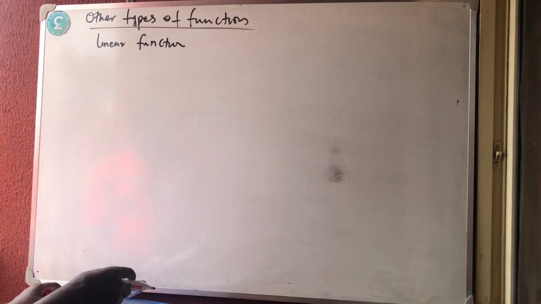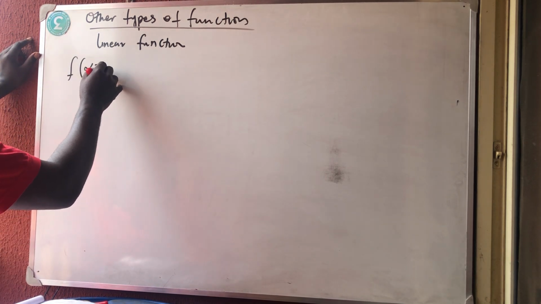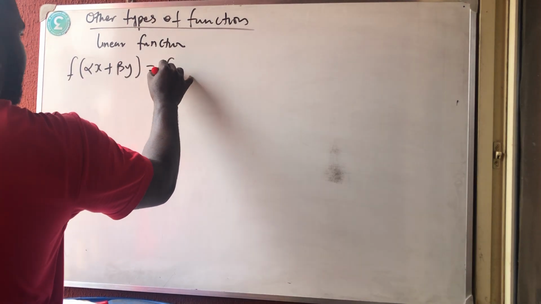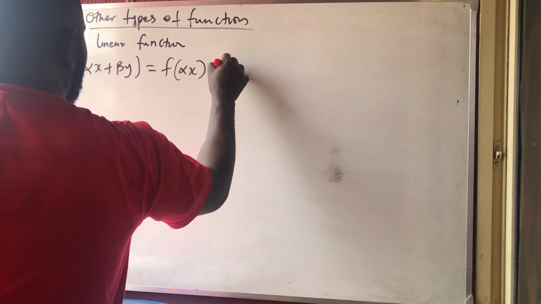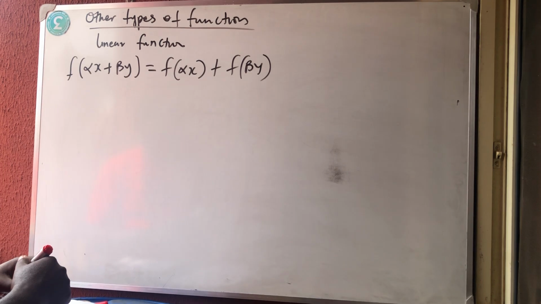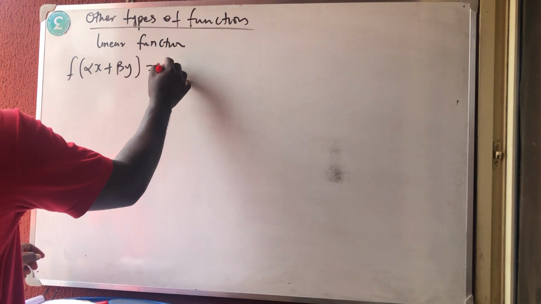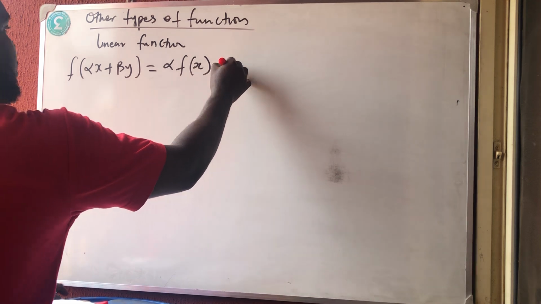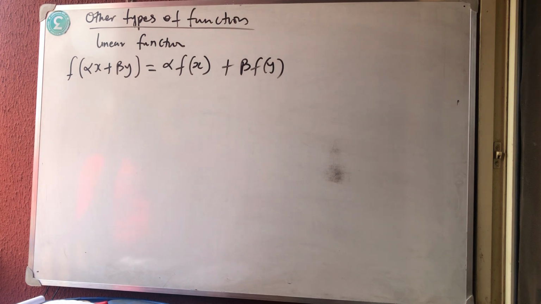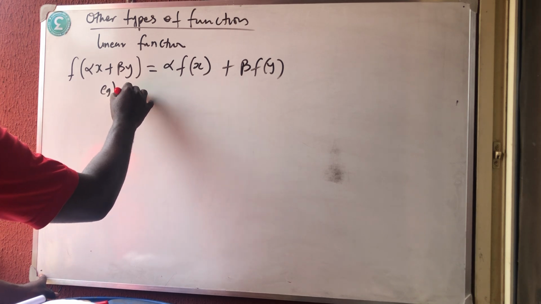We know that a function is linear if f of alpha x plus beta y is equal to, when you separate it, alpha f of x plus beta f of y. When you separate it this way, that is when you now know if it's a linear function or not.